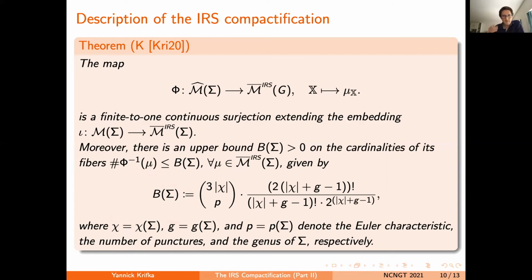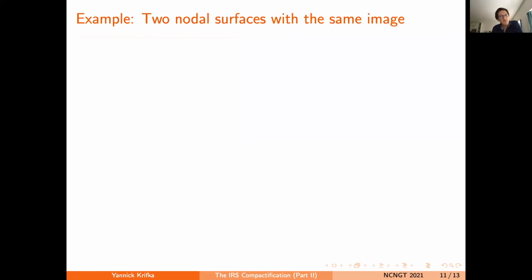Okay, so from this statement here, it's not clear whether these two compactifications might not be equal. We could have just proved that there's an upper bound on the cardinalities, but in fact the two compactifications do not coincide. I would like to point this out now by giving you an example of two nodal surfaces that map to the same point in the IRS compactification, but are actually two different nodal surfaces in the augmented moduli space. And I will try to do this with a very simple example.